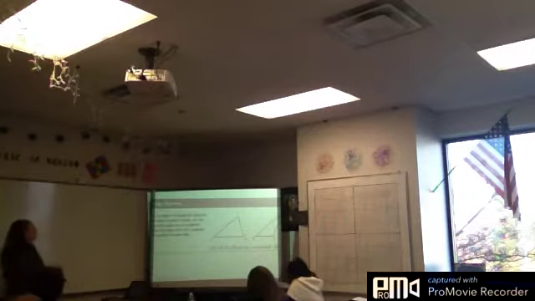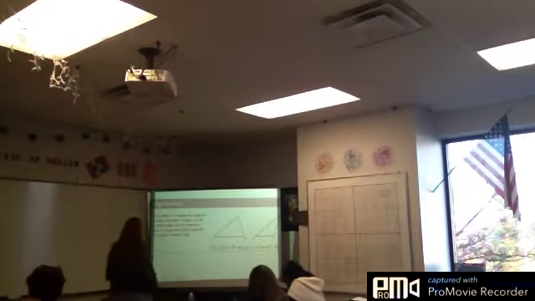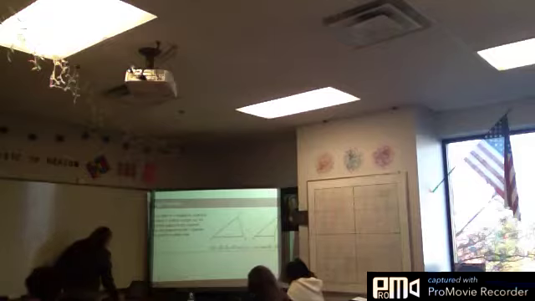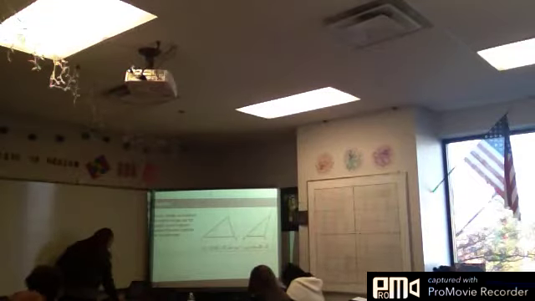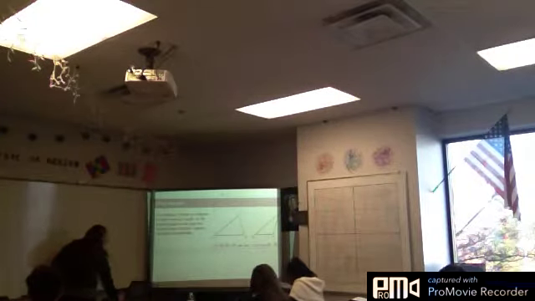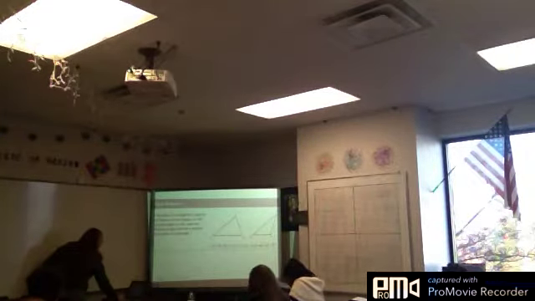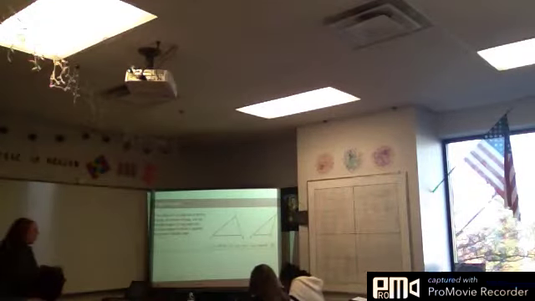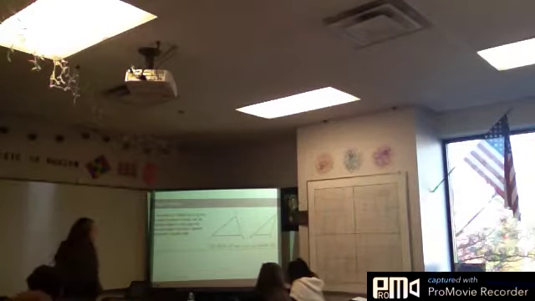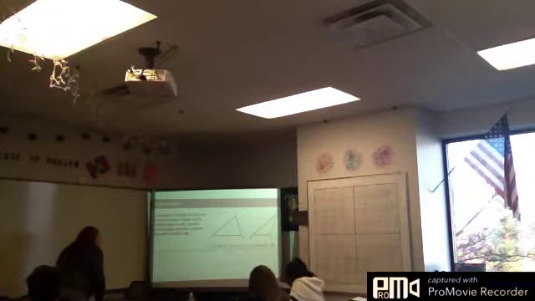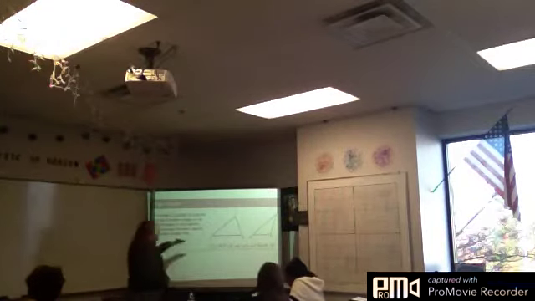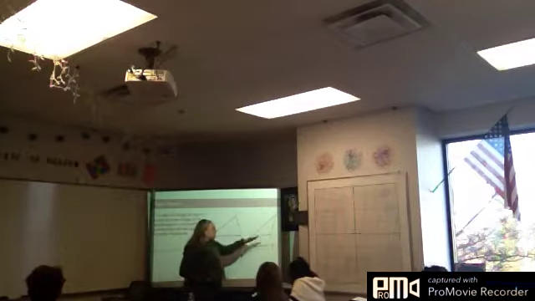Okay, if two sides of a triangle are congruent, so side BC is congruent with side FE. Side BC and FE are congruent right there. Side AC and side DF are congruent, okay? And the measure of angle C is greater than the measure of angle F, then that means that side AB is going to be greater than side DE.